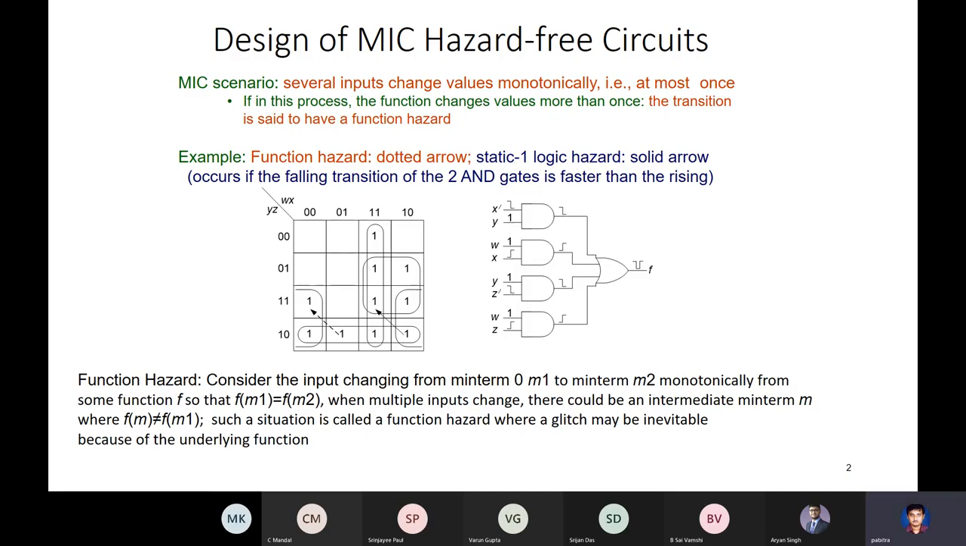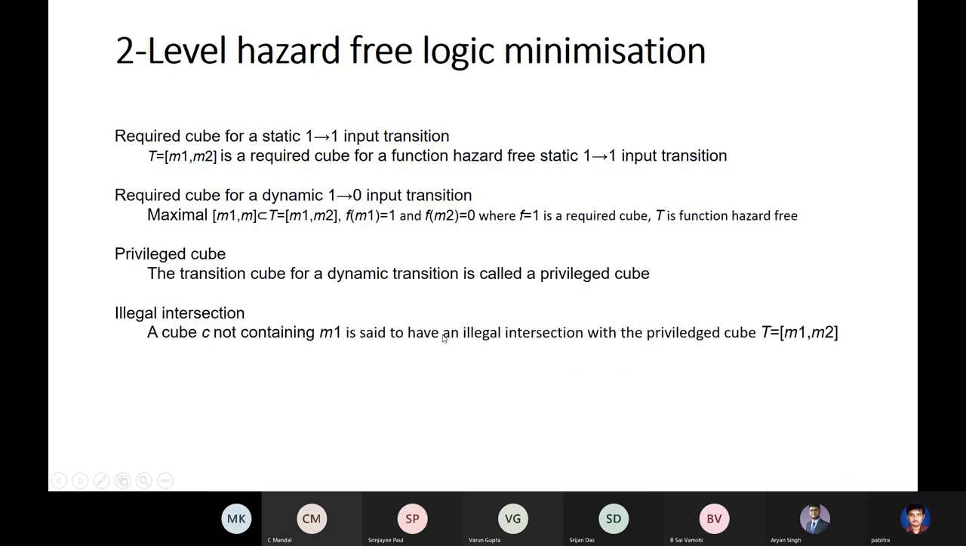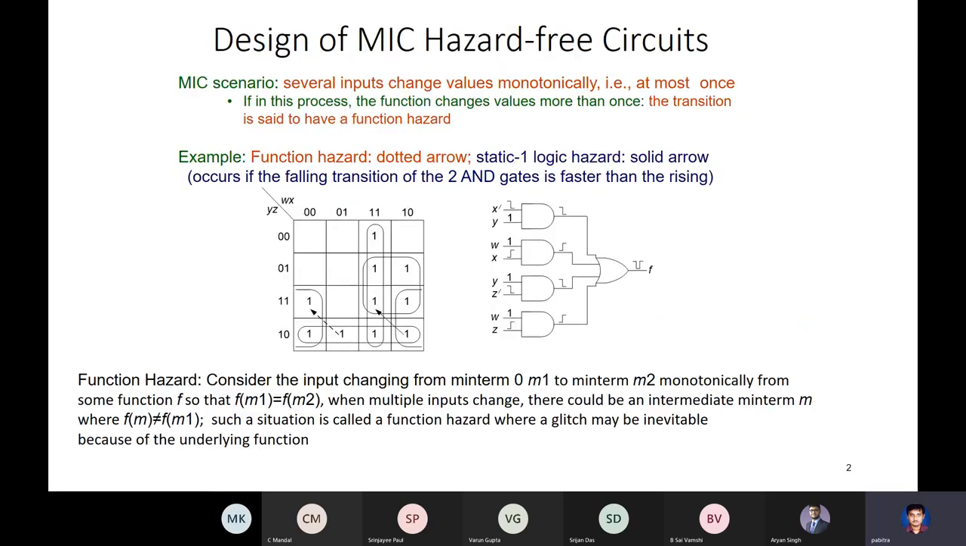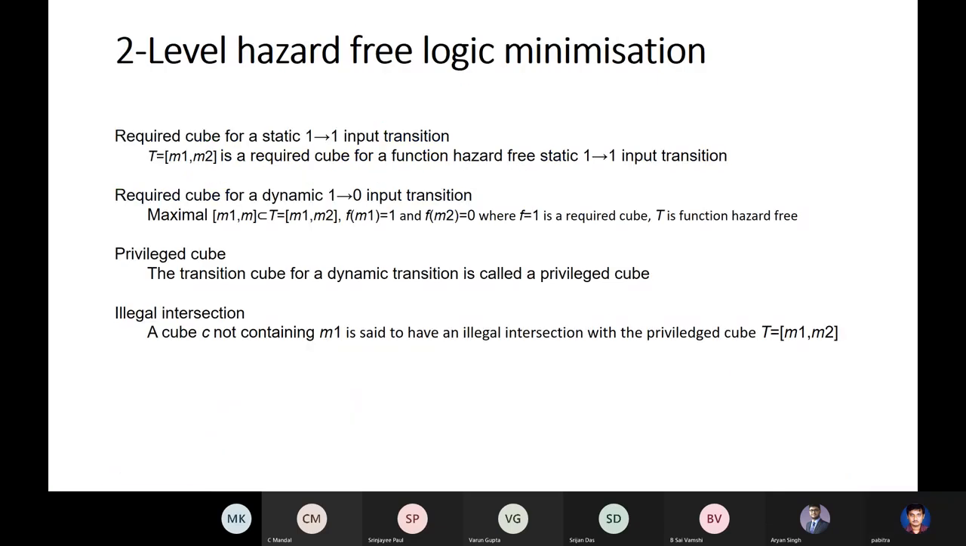Okay, so what CRM told us is that this is all covered. All right, so let's go to two-level hazard-free logic minimization. Our goal is the following: we'll be given a Karnaugh map like this. We'll be given some transitions. We have to come up with a realization, a grouping which will avoid these logic hazards. Function hazards cannot be avoided.